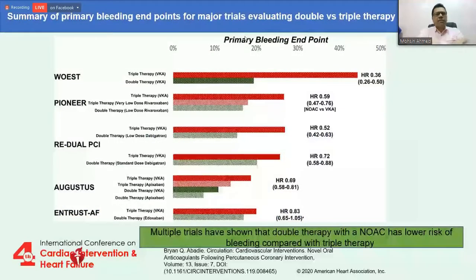There are a lot of trials, the WOEST trial, PIONEER trial, RE-DUAL PCI trial, AUGUSTUS trial, and ENTRUST, that show double therapy with NOAC has a lower risk of bleeding compared to triple therapy. Sometimes we need triple therapy because there is thrombus, but it causes bleeding. So you use dual antithrombotic therapy, because triple therapy in high-risk cases, especially advanced age and chronic kidney disease, causes bleeding.